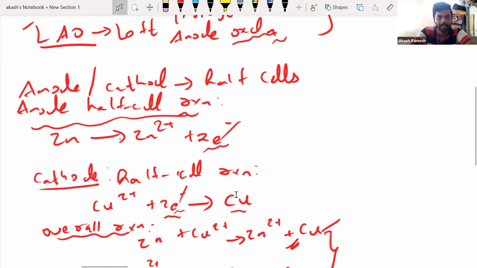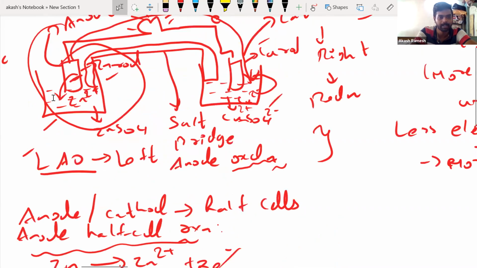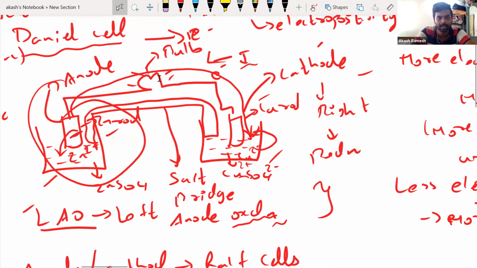So you see the electron movement. The electron movement is going to be from this side to this side. This is the direction of electron flow. So obviously the direction of current flow will be opposite. And if the current flows, this bulb which I have is going to glow.